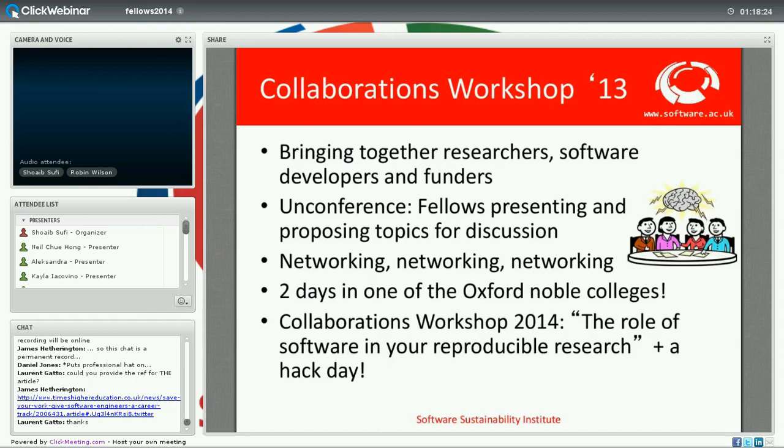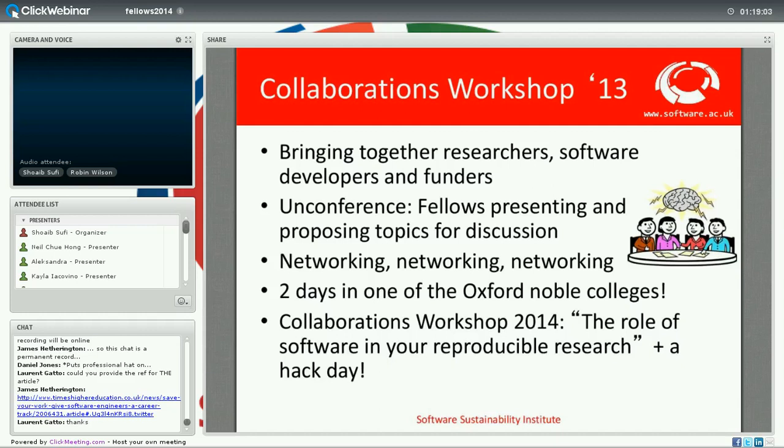One of the large events for the community program of SSI is the Collaborations Workshop. So this is an annual event which runs approximately every March, and it hopes to bring together researchers, software developers, funders, publishers, and other people, sometimes commercial developers, who are interested in discussing the concepts and the issues around software and research and its application.